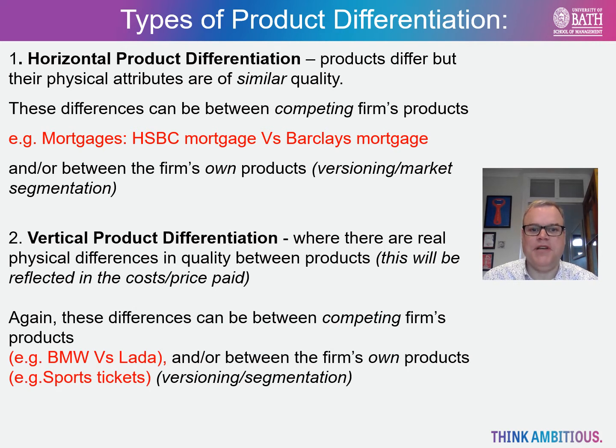There are different types of product differentiation. First, we have horizontal product differentiation. And here the products differ, but they are of similar quality. These differences can be between competing firms' products.